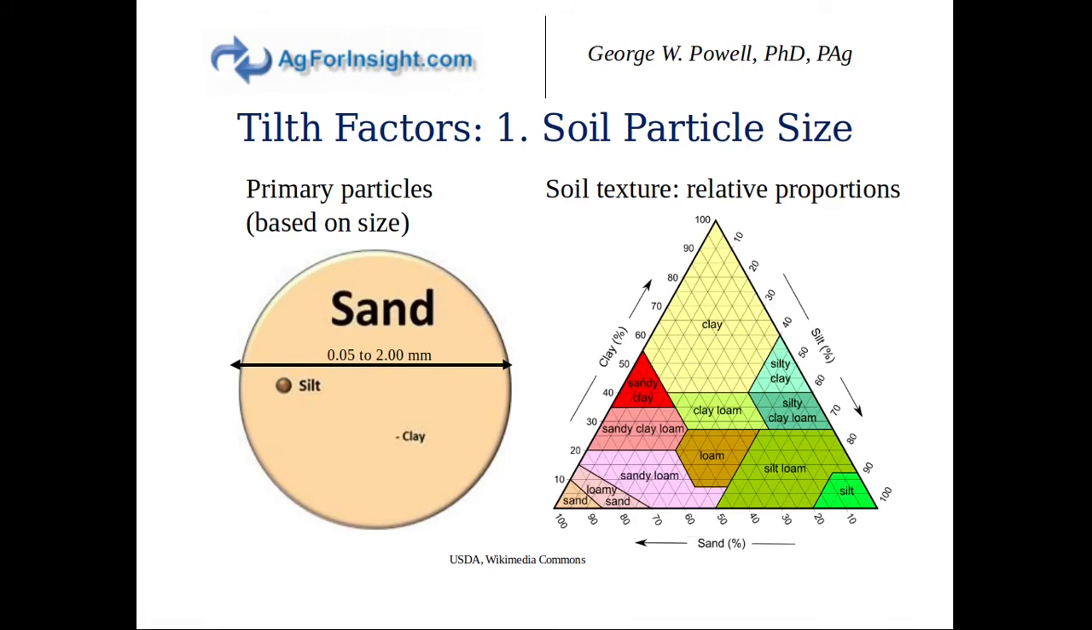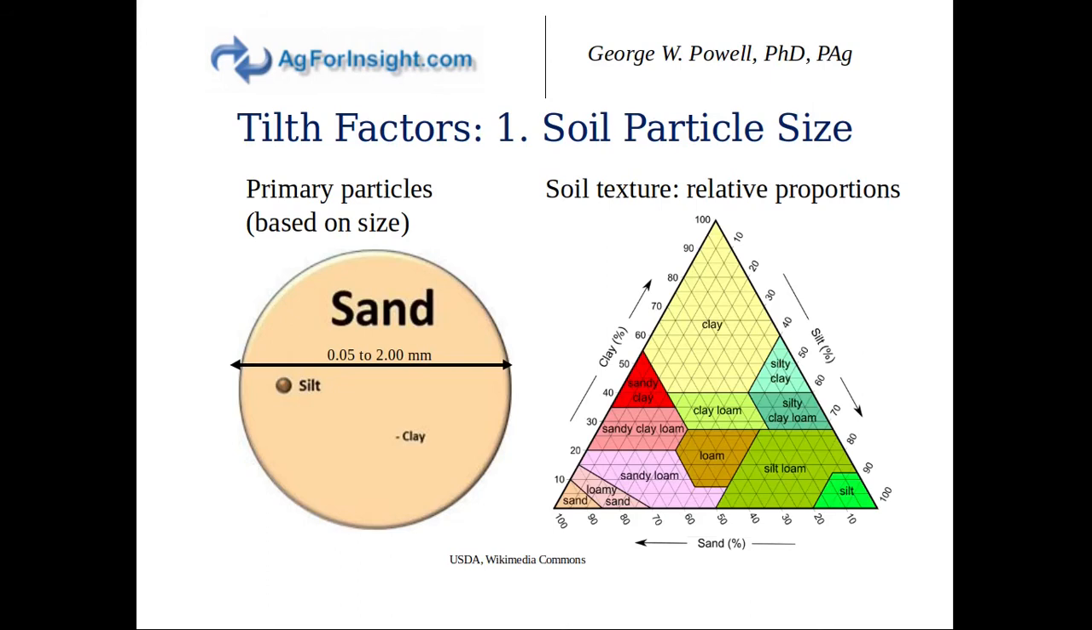Starting with soil particle size, the primary particles of soil can be grouped based on size. The largest being sand, which range from about 0.05 up to 2 millimeters in diameter, so about the size of a grain of salt. Down to silt particles. To the naked eye, a silt particle would look like a pencil dot on a piece of paper. To clay particles, which are microscopic, not visible to the naked eye. And the relative proportions of sand, silt, and clay give us our soil texture.